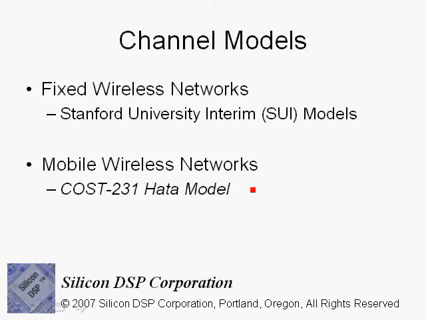In this section we will discuss the channel models. First we'll discuss the channel models used in fixed wireless networks, in particular the Stanford University interim models. Next we will discuss the channel models used for mobile wireless networks, for example for 802.16e, in particular the COST 231 Hata model.